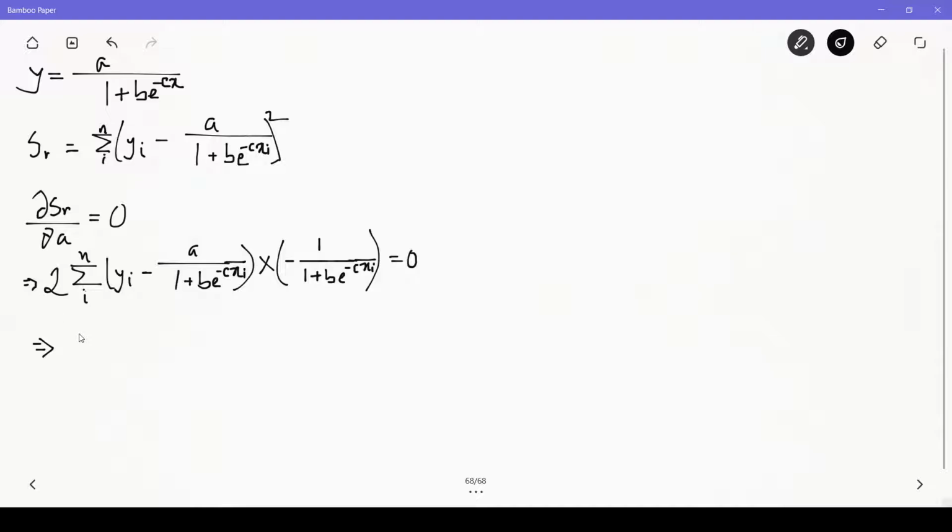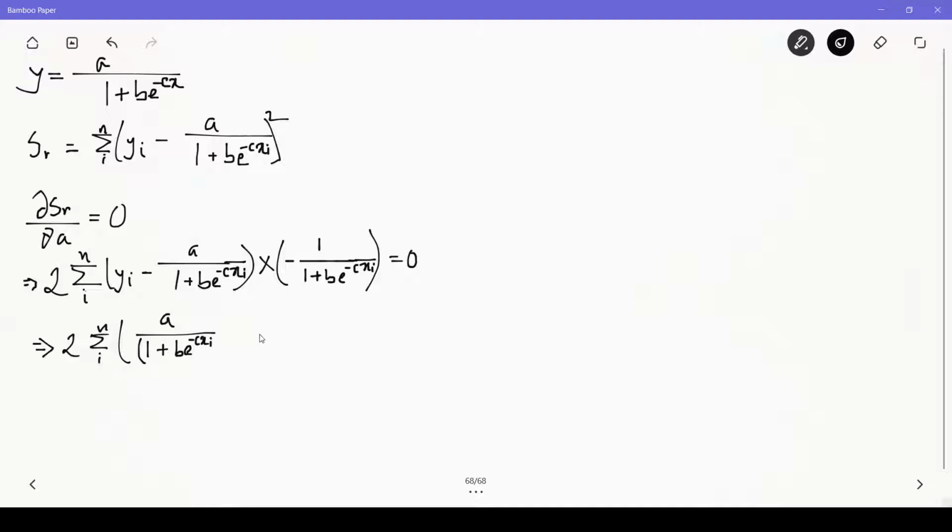So let's do that. So 2 times summation i from 1 to n. Let's take this denominator. Let's multiply these two terms. We get something like what? This minus becomes plus, this minus and this minus becomes plus. So a plus 1, a divided by 1 plus b e to the power minus cxi whole square, right?